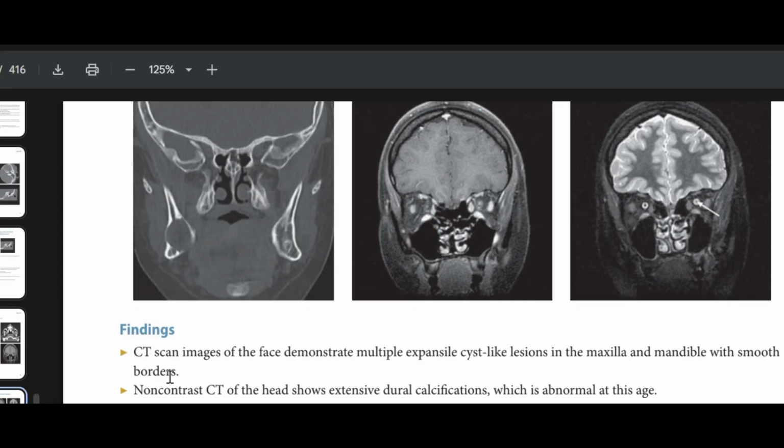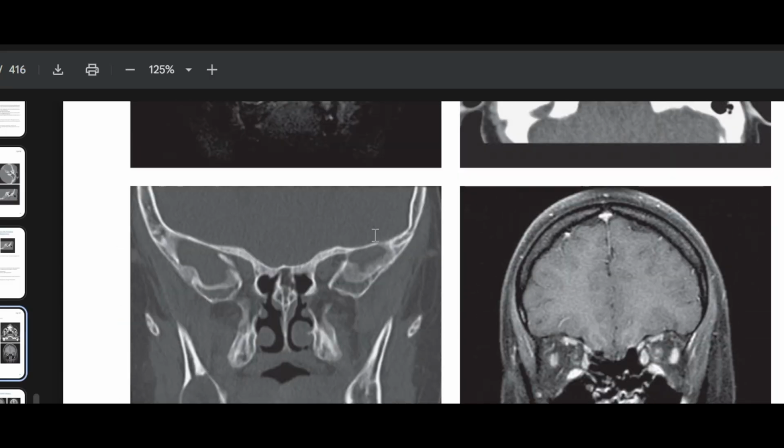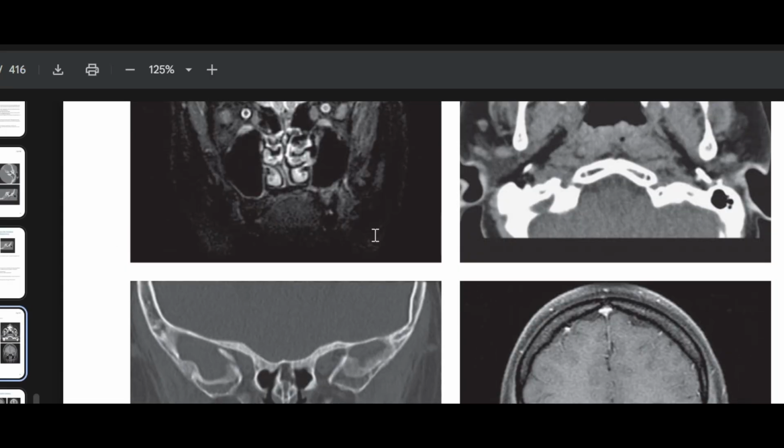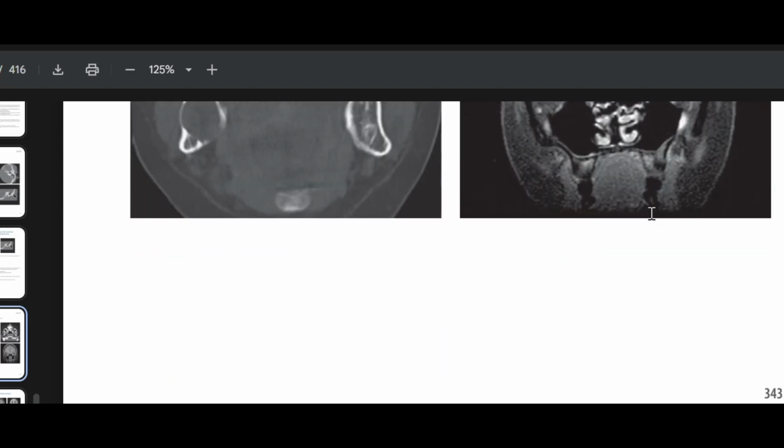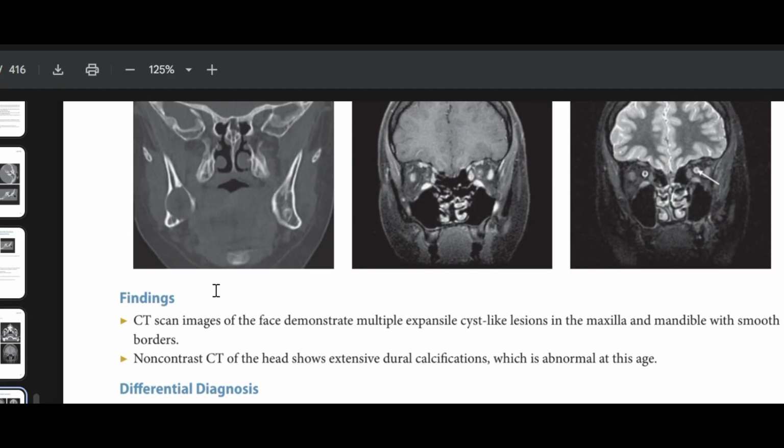These lesions demonstrate smooth borders. Cystic-like lesions with smooth borders. They are multiple. Non-contrast CT scan of the head shows extensive dural calcifications, which is abnormal at this age.